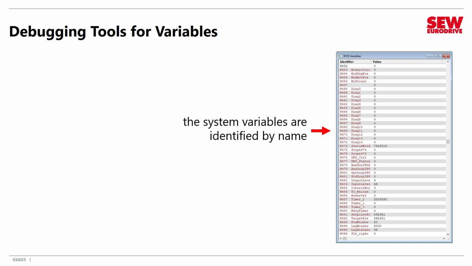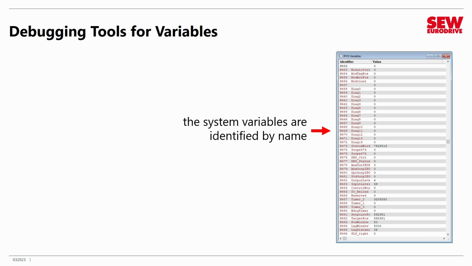And here's another little nice feature of it. The reserved system variables are also identified automatically by name, so you can see their names as well as their H numbers, and that is really handy. You don't have to keep looking up the H numbers. You just look at the descriptive names.